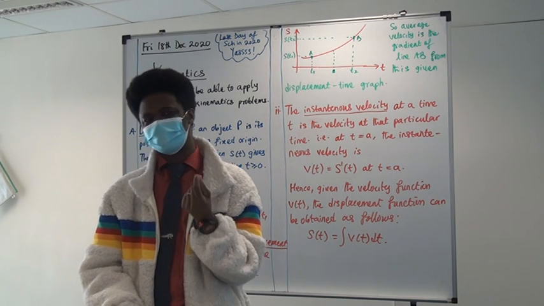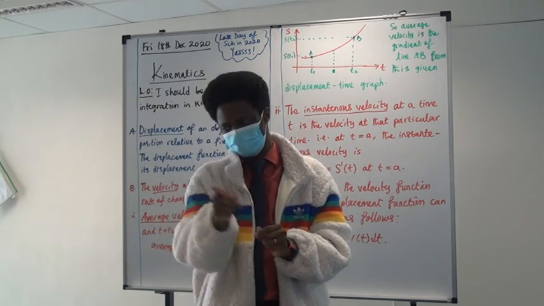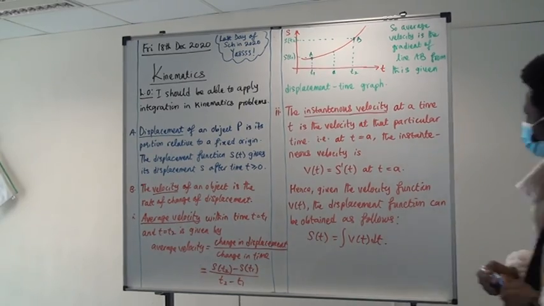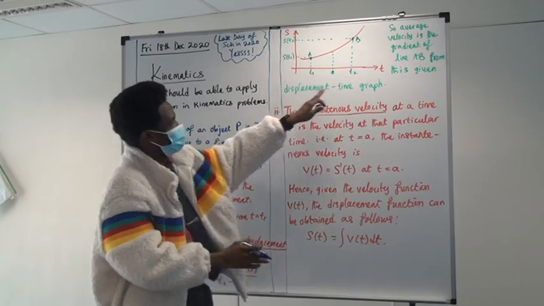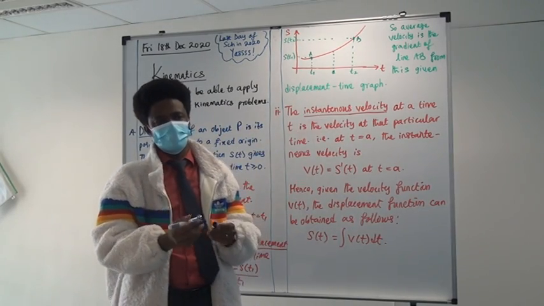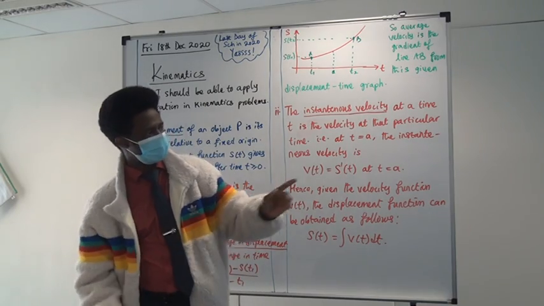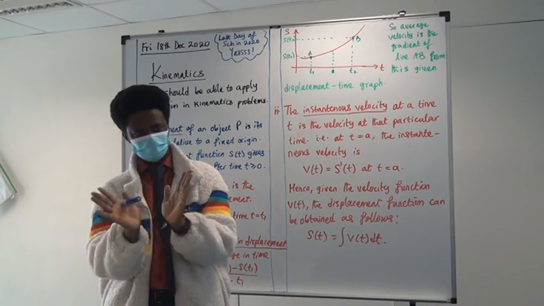And especially for the instantaneous velocity, remember instantaneous velocity is the tangent at that particular point. If you remember what we discussed then, this is my displacement, what I call the displacement time graph. It means we are plotting displacement against time. It's different from the one over there, the velocity time graph. Okay, so very different, all right?